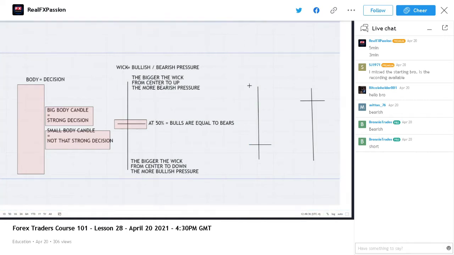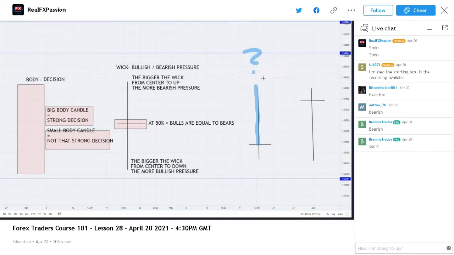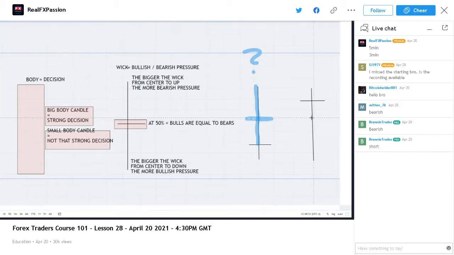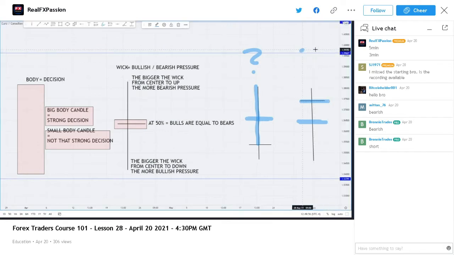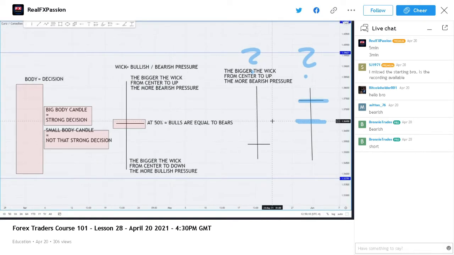Now here is the question, how to understand candles. Is this from center to down, or is this from center to up? If this is the center, everybody, right, how do you measure the wick? And if this is the center, how do you measure this wick? Answer, center down. So this would be a bearish pressure. The bigger the wick from the center to the up, so still not clear, right?